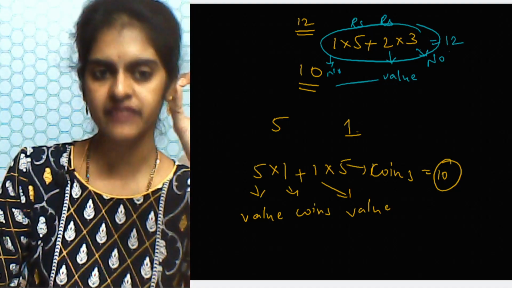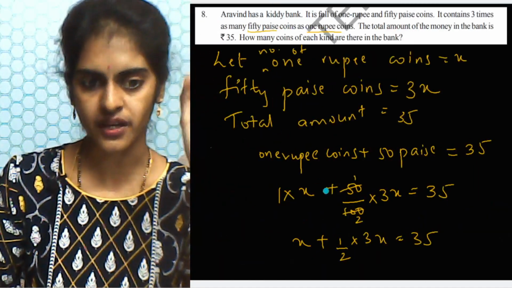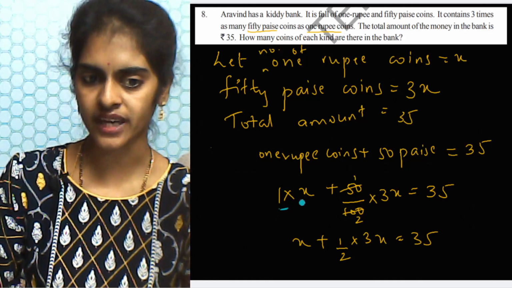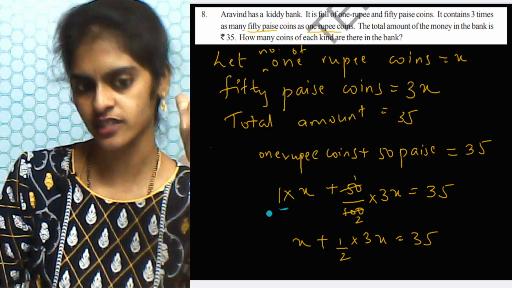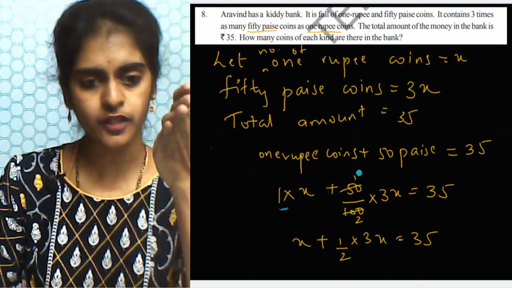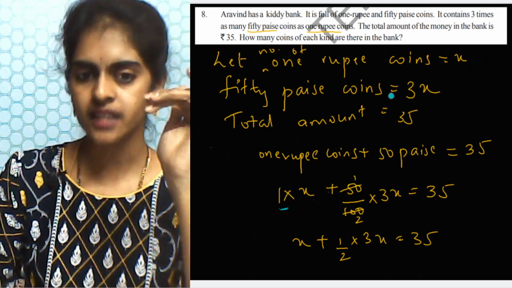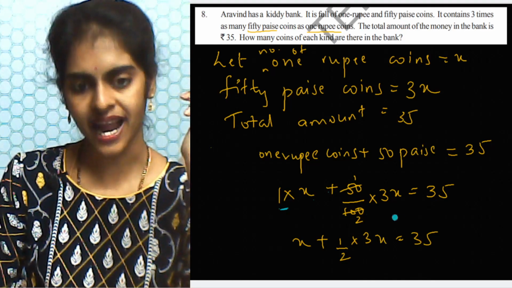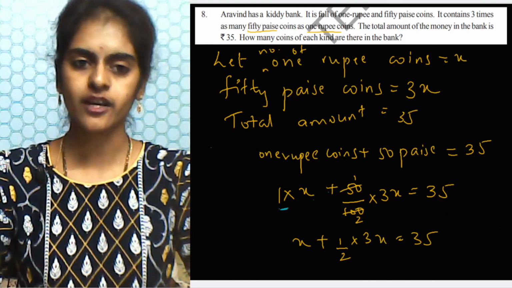So a similar thing we are doing here. The 1 rupee coin value is 1, so I am doing 1 into x, where the number of coins is x. So 1 into x plus, the 50 paise coin value is half of 1 rupee, so half times the number of coins. Adding these two, you'll get 35. So I hope this is clear to you.